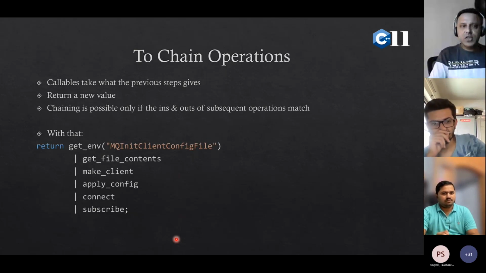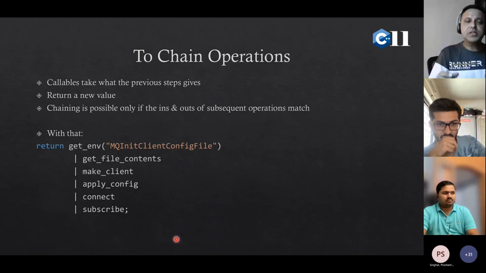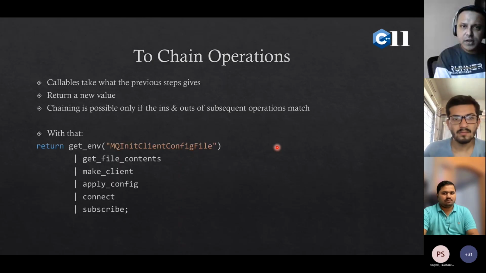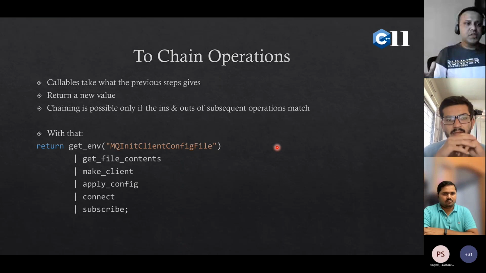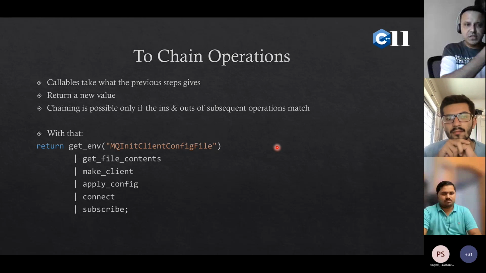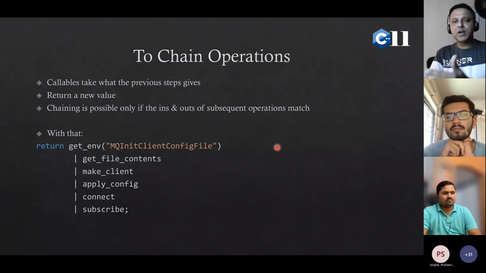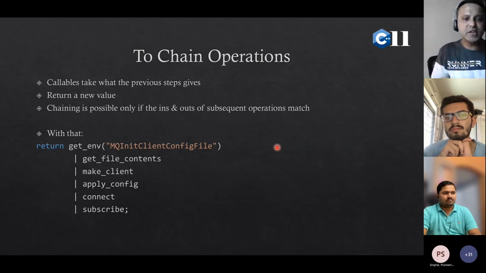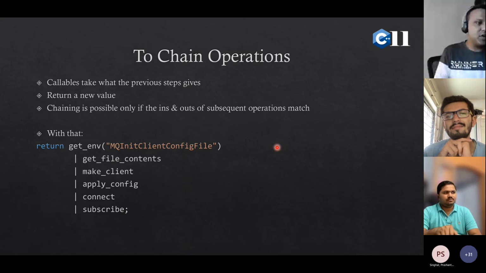Okay, so to chain operations, callables have to take what the previous step gives. Hang on, am I at the right slide? Okay, yeah. So to chain operations, your next step should expect what the previous step is giving as output. And obviously it should give as output what the next step needs. Okay, and if that's not the case inherently in the functionality that you are using, you might have to do some wrapping business or something else.